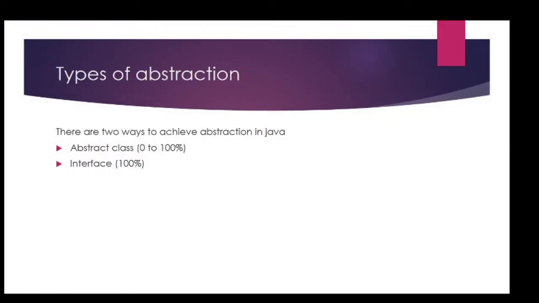The types of abstraction. Abstraction is of two types: abstract class and interface. An abstract class gives 0 to 100% abstraction, and an interface is 100% abstraction.